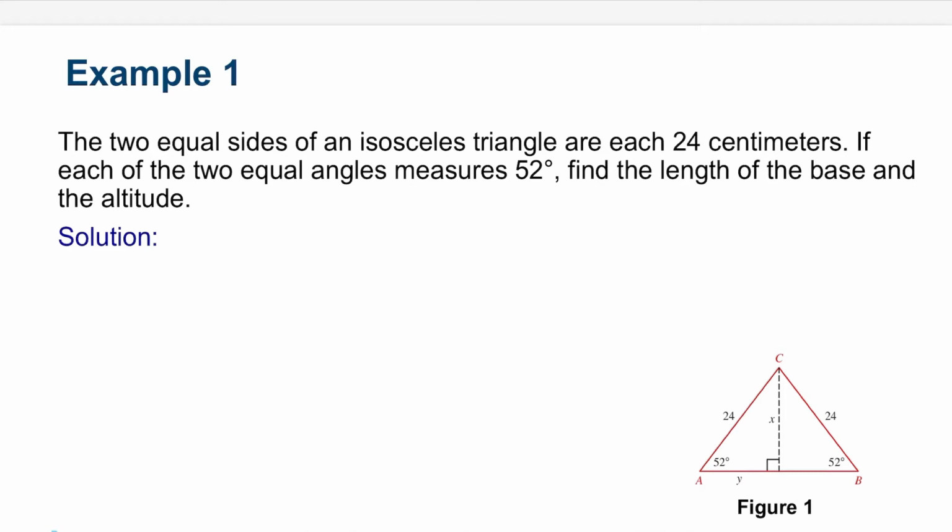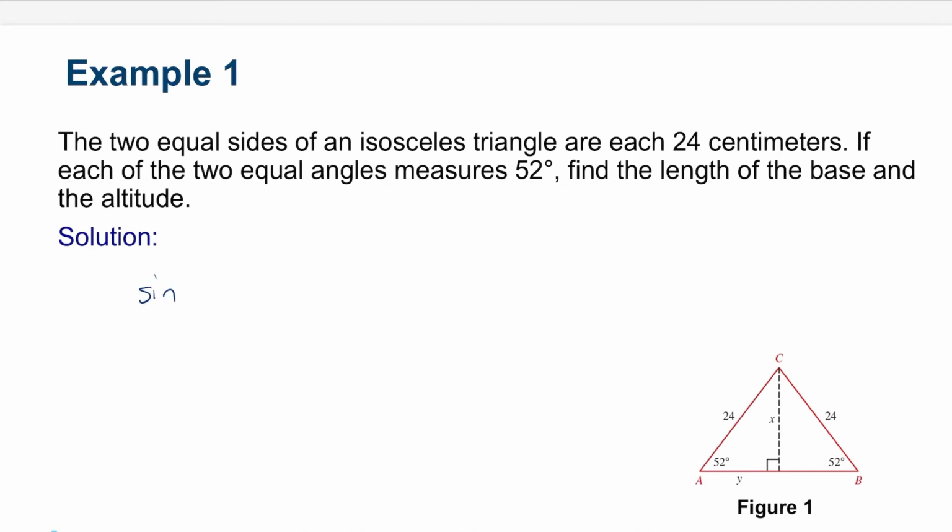All right, so for this first example, they give us an isosceles triangle, and they're showing us that the two equal sides on each side are 24 in length. So they want us to find the altitude, which is x, and this other leg, which is y. So we can start off by finding the altitude by using the sine of 52 degrees, which is opposite over hypotenuse. So that would be our first equation.